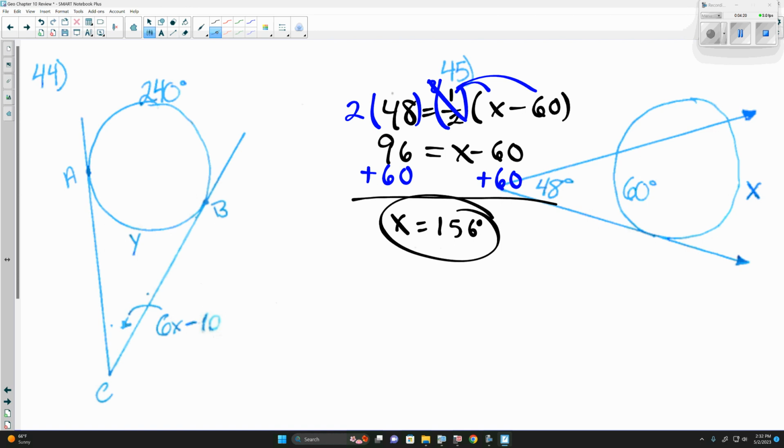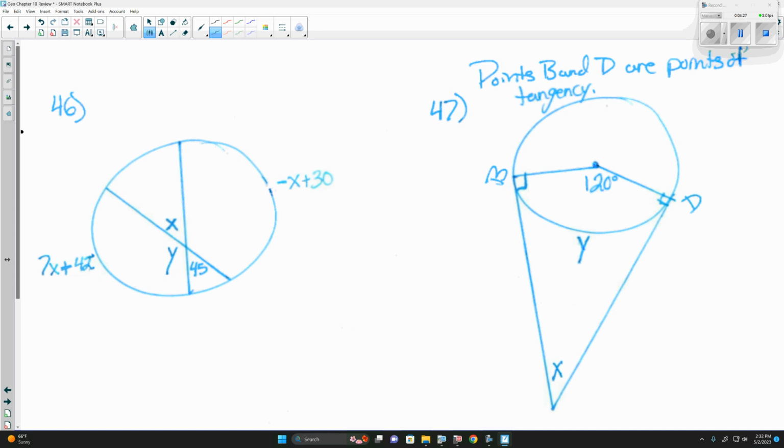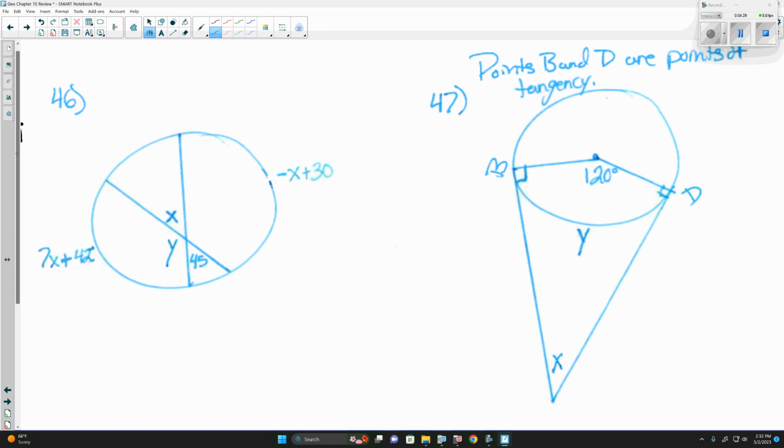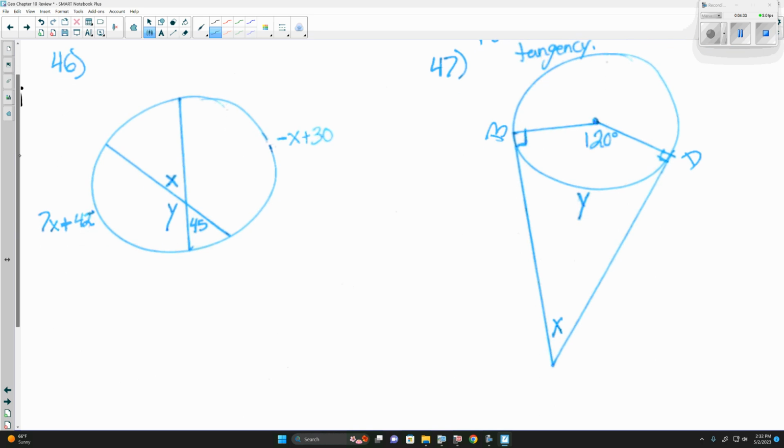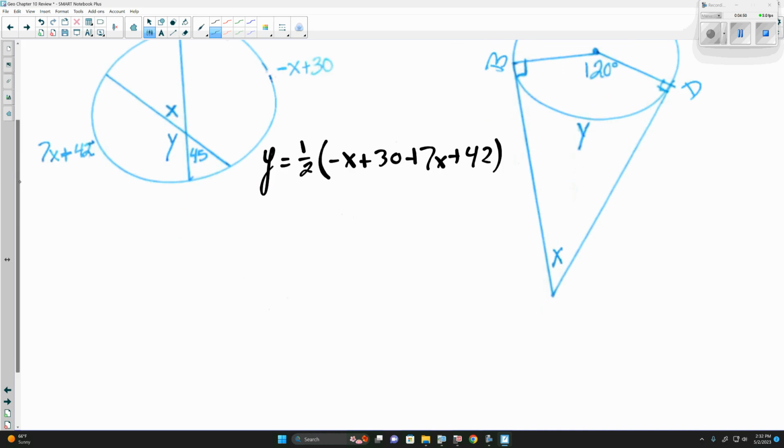Questions on any of those here? We're ready for the next two. Questions on 46 or 47? 46, our interior angle y is equal to 1/2 of the two angles, or two arcs, added together. We'll deal with x in a minute.